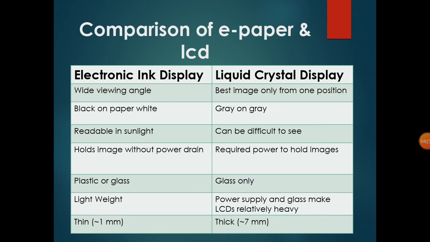Electronic ink display holds an image without power drain, while liquid crystal display requires power to hold images. In electronic ink display, we can use plastic or glass, whereas in liquid crystal display, we can only use glass. Electronic ink display is lightweight, while the power supply and glass make LCDs relatively heavy.